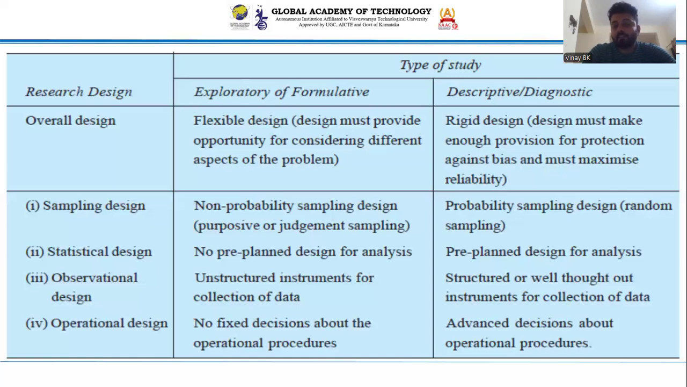Statistical design, no pre-planned design. In case of descriptive, it's a pre-planned design for analysis. Observational is unstructured instrument. In case of descriptive, it is structured. Operational design, no fixed decision about the operational procedure in case of exploratory. Advanced decisions about operational procedures.